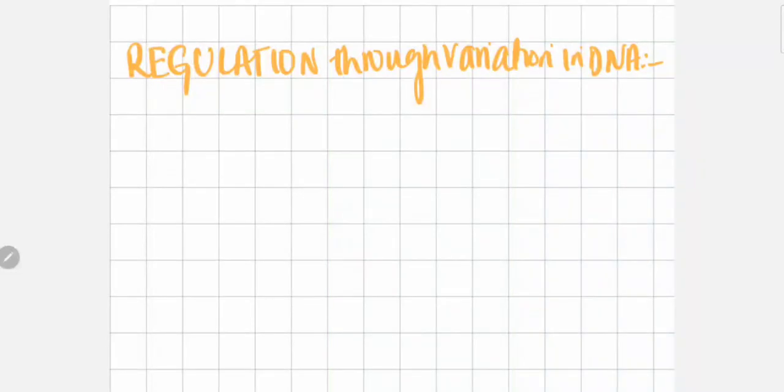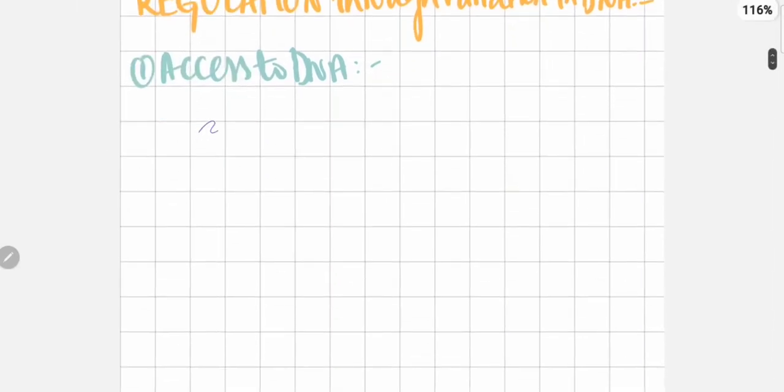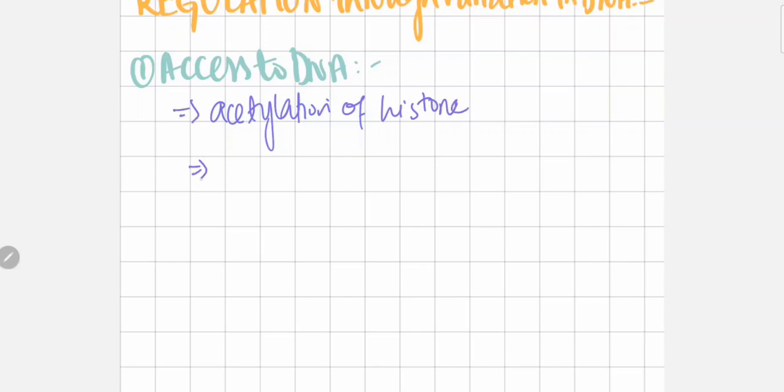Video we're going to talk about regulation through variation in DNA, and the first one is access to DNA. In access to DNA we look at one of two things. We do the acetylation of histone, or we can do methylation of DNA. So we can do either.